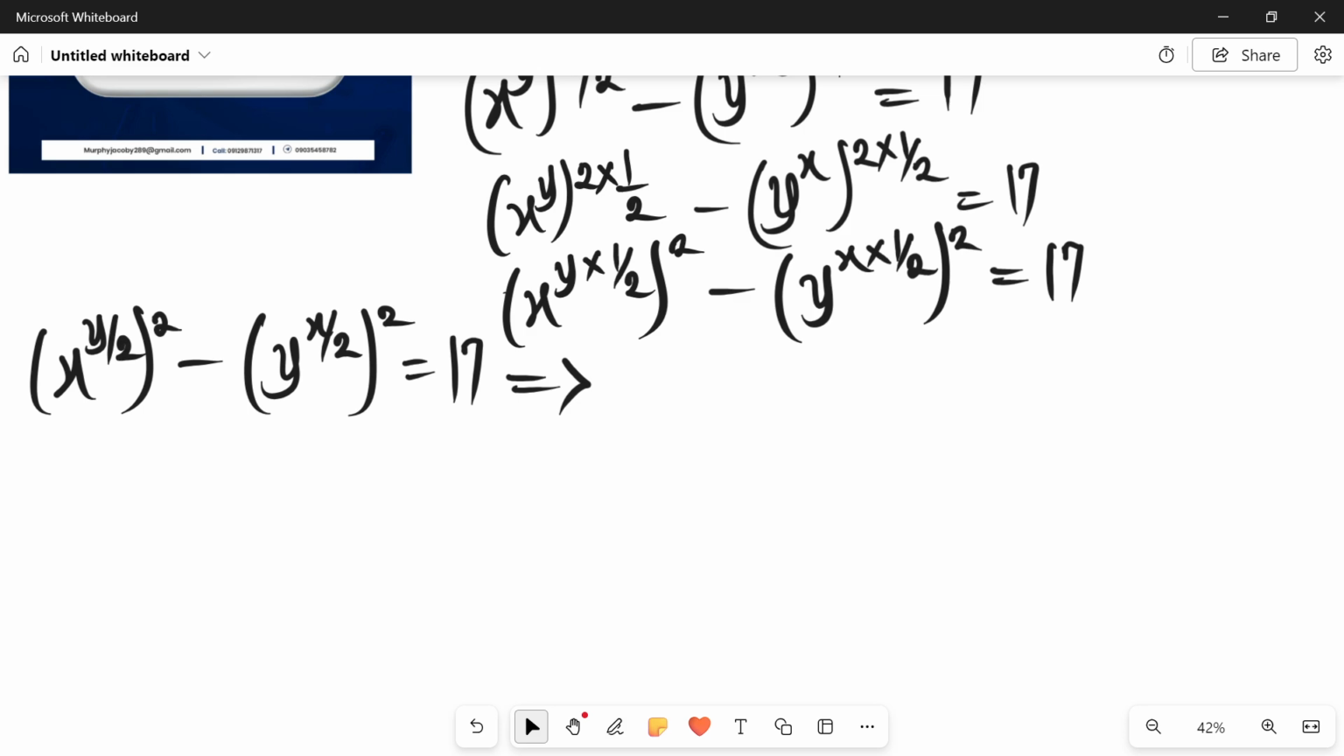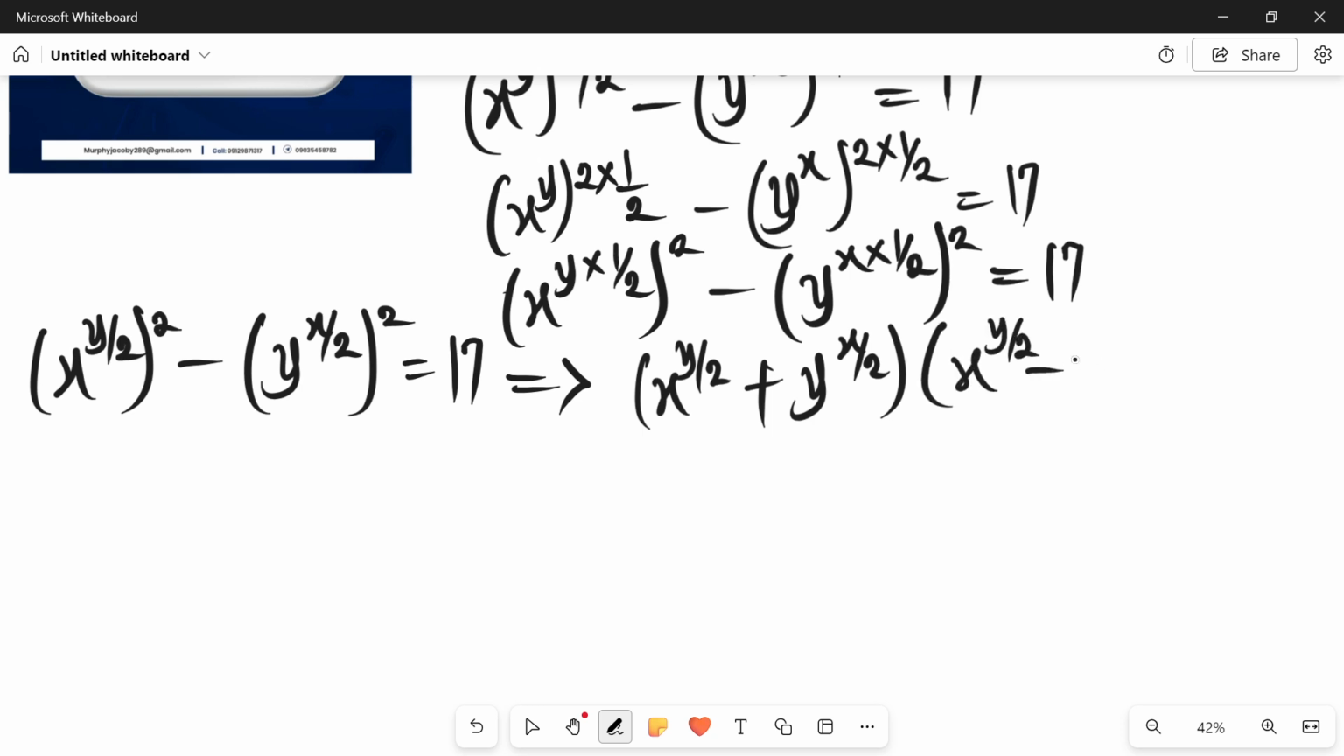Very interesting. Now, looking at it from this angle, I can say this is (x to the power of y over 2 plus y to the power of x over 2), and then parenthesis (x to the power of y over 2 minus y to the power of x over 2) equals to 17. All right, so we are getting somewhere, right?